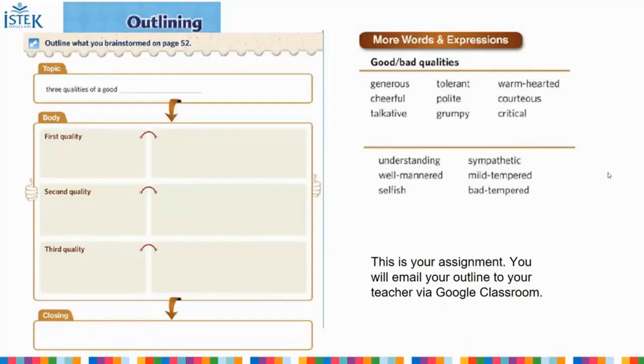You're supposed to do your outlining after finishing your brainstorming. Remember, when you're doing your outlining, you're supposed to write about the topic, body sentences, and the closing sentence. Topic is the beginning of your paragraph and it tells what your paragraph is going to be about. Your body sentences include all the main points that you wrote in your brainstorming. The qualities that you wrote in your brainstorming. First quality, second quality, and the third quality.